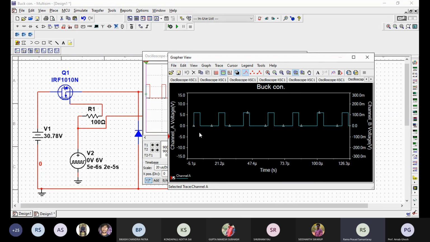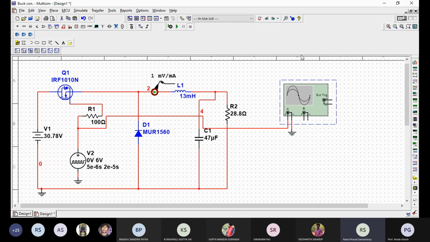Is it visible? All are getting it or not? Yes, sir. So one circuit I have shown you. Accordingly, you have to do all the circuits. Circuits will be provided to you; you have to simulate them and show the waveforms. Waveforms will not be given to you, only this kind of circuit. You have to find out the waveforms.